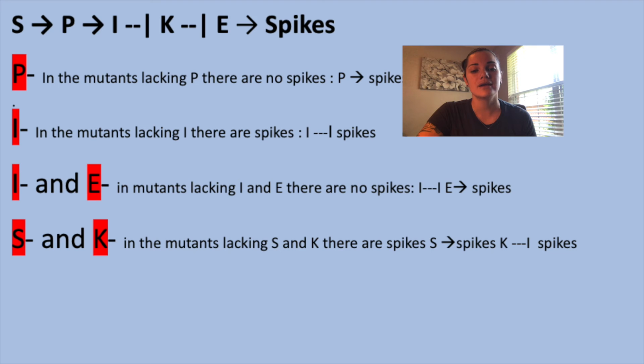In the mutants lacking S and K, there are spikes. So S is represented with an arrow going to spikes, and K is represented with the T-bar going to spikes. Here, S is represented by an arrow, which means if present, there are spikes, which means if S is lacking, there are no spikes. And in mutants lacking K, there are spikes, which is why it's represented with a T-bar.